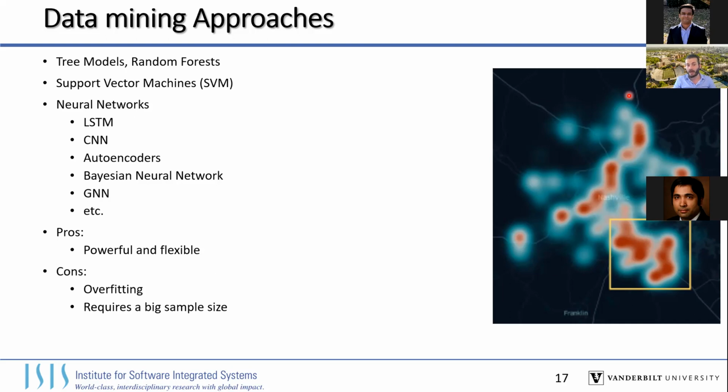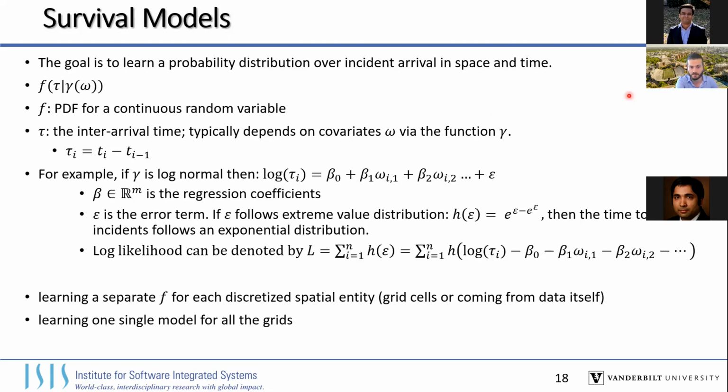As I said, they are very powerful and flexible, but the user, the designer, should be very cautious about overfitting because these models are very flexible. So overfitting may happen. And also they require a big sample of data. So if you have, for example, 6 months of data with not many accidents in it, probably these methods can be very challenging to use. You need a good amount of data for that.